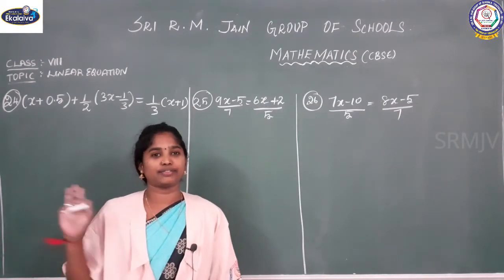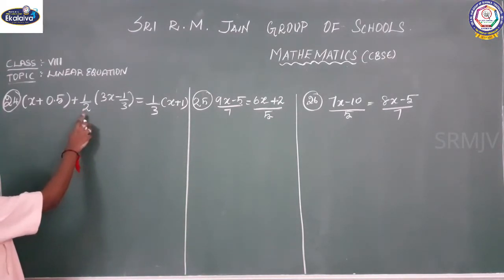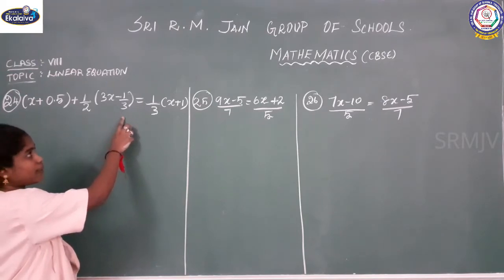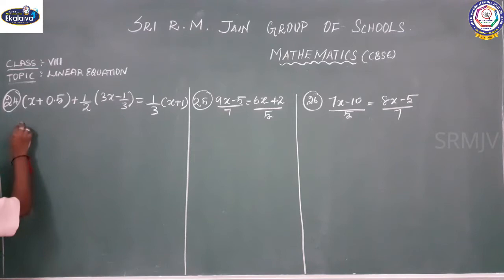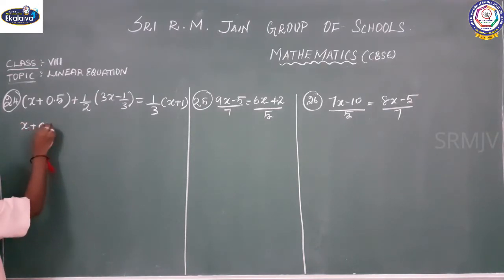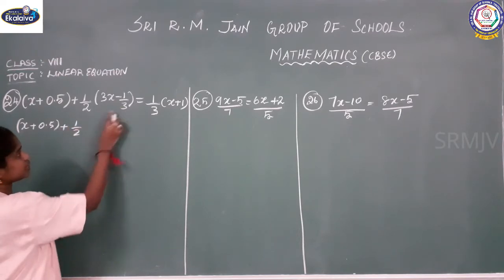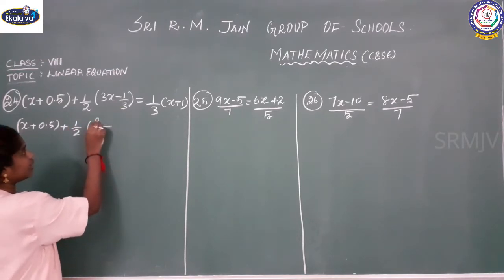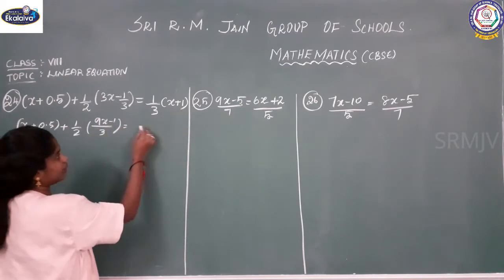Let us see the 24th sum now. x plus 0.5 plus 1 by 2 into 3x minus 1 by 3 is equal to 1 by 3 into x plus 1. I am going to keep this as it is, and I am going to take LCM for this term. So what I will get? 9x minus 1 by 3. And when I multiply this, I will get x plus 1 by 3.